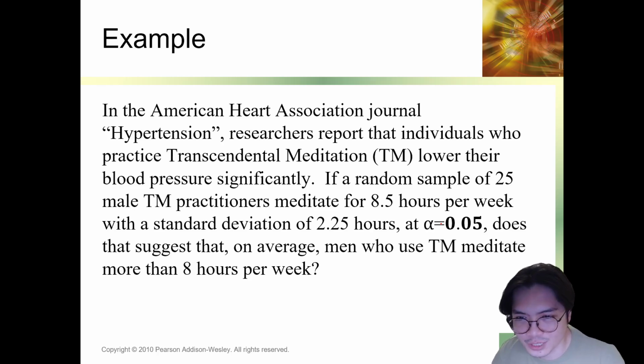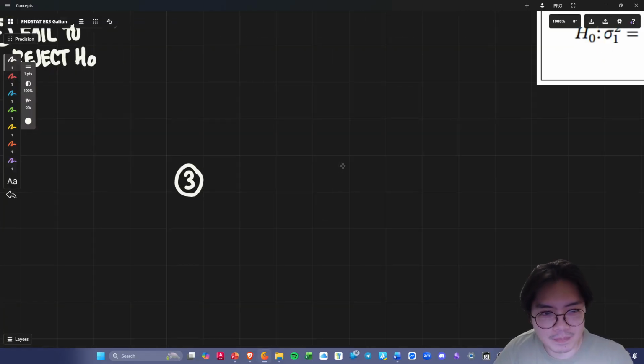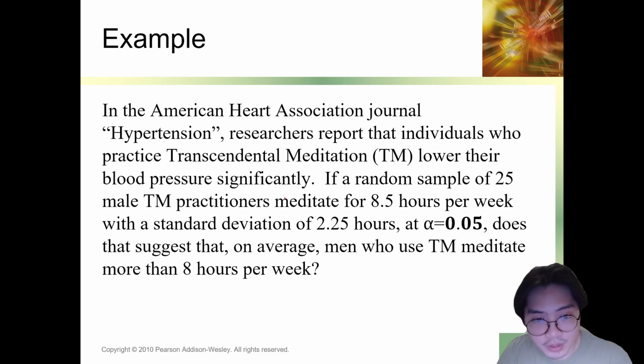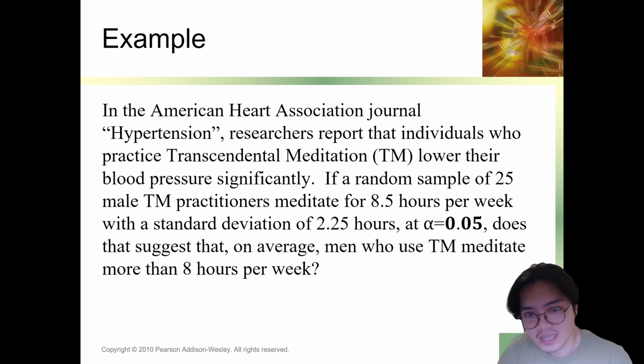I was looking for a blood pressure thing. Let's just work with these values then. We have a random sample of 25. Then we have 8.5 hours per week, that is their sample average or sample mean. Then they have a standard deviation of 2.25 hours. Notice now, I'm not putting sigma or S yet because we have to understand where this is coming from. A random sample of 25 male practitioners meditate for 8.5 hours per week with a standard deviation of 2.25 hours.